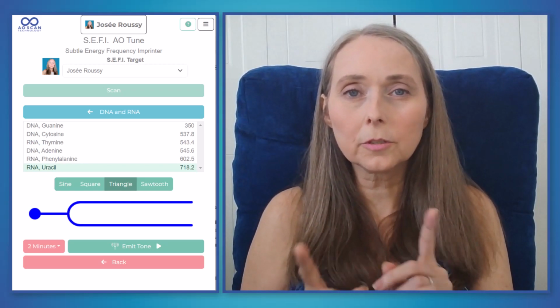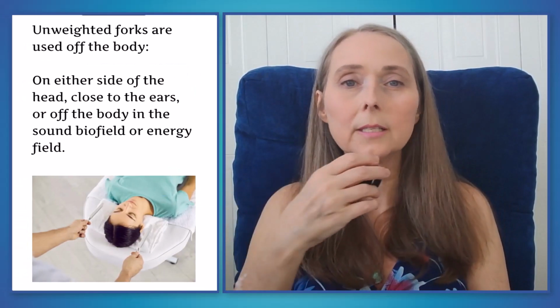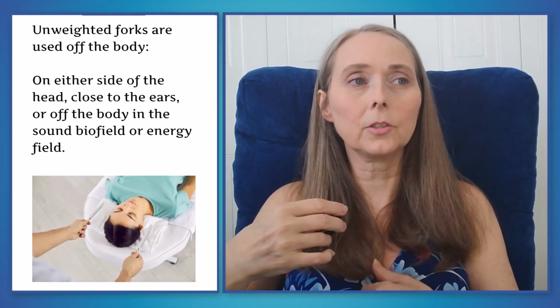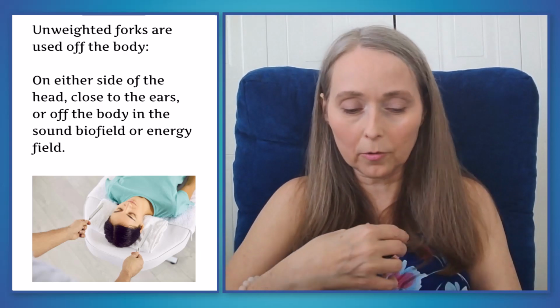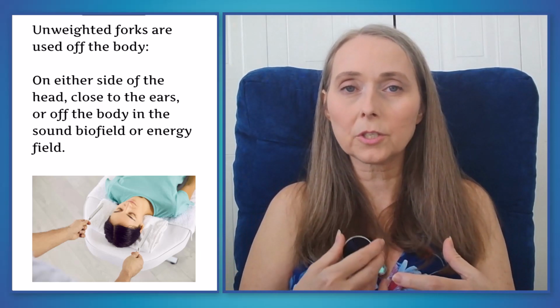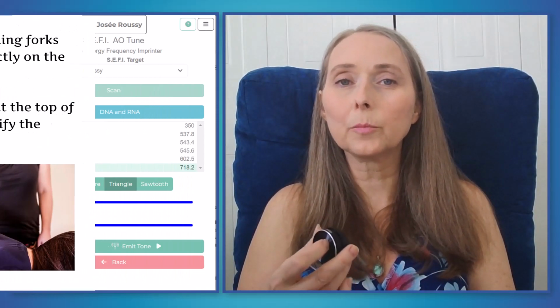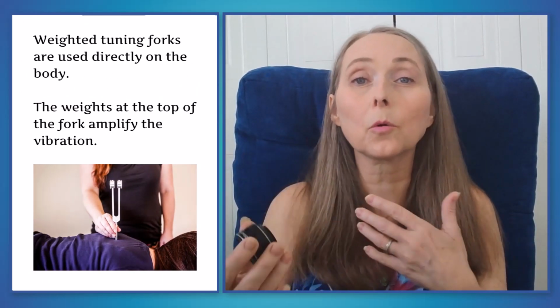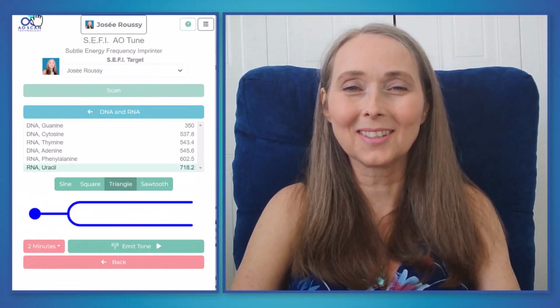There's two kinds of tuning forks. There's the unweighted tuning forks, and those are meant to be placed around an area. Like, let's say you could use it for a chakra tuning fork. Let's say for my heart chakra, I could typically just move it around in the field, if I was using an unweighted tuning fork. But the weighted tuning forks are meant to be placed directly on the body. You could do either one. So you could really emulate any tuning fork that is in existence with this.